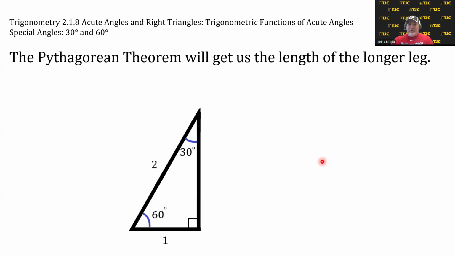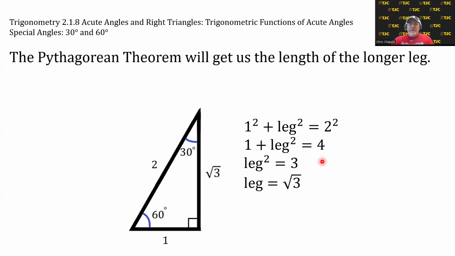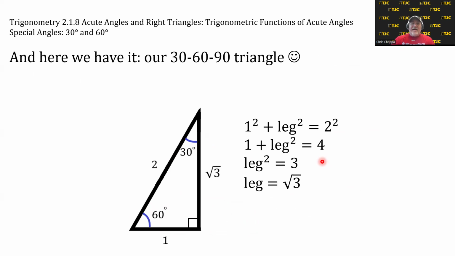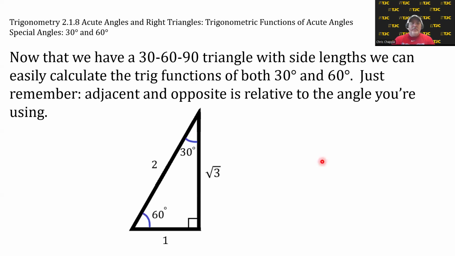Now we go back to the original 30, 60, 90 triangle like this and realize that we're only missing one side. The Pythagorean theorem will get us the length of the longer leg, and there are all the details. Not going to go through it because it's just a baby Pythagorean theorem problem. The longer leg is the square root of 3. And there we have it, our 30, 60, 90 triangle.